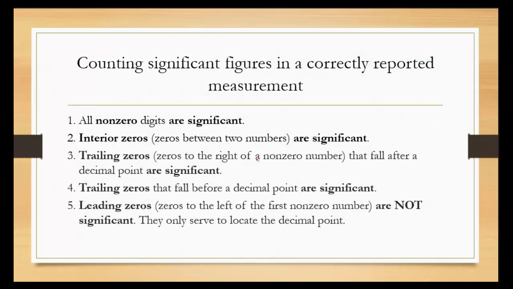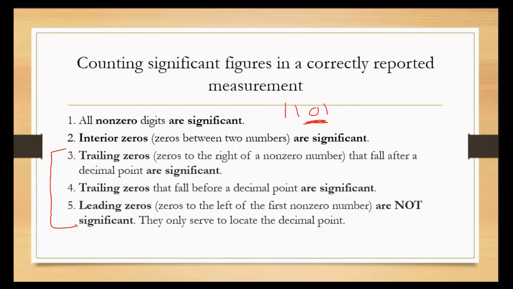Alright, so now that we know how to measure, let's talk about how to determine the number of significant figures in a number that's already been determined. All non-zero numbers are significant. So anything 1 through 9, any of those numbers are all significant. Interior zeros are the zeros between numbers. So 1, 1, 0, 1. That 0 is significant. These next 3 are the rules you're really going to get stumped with.